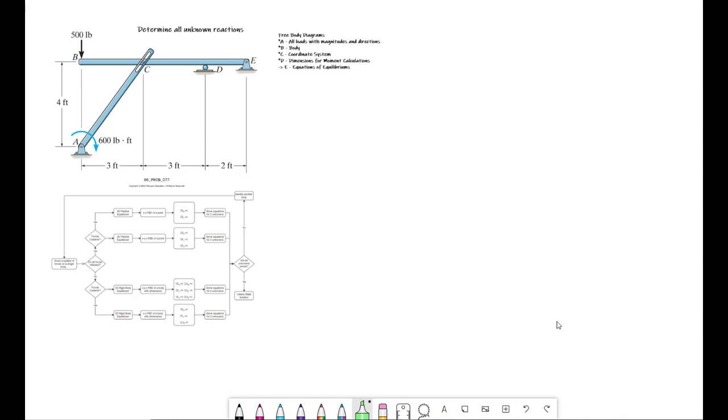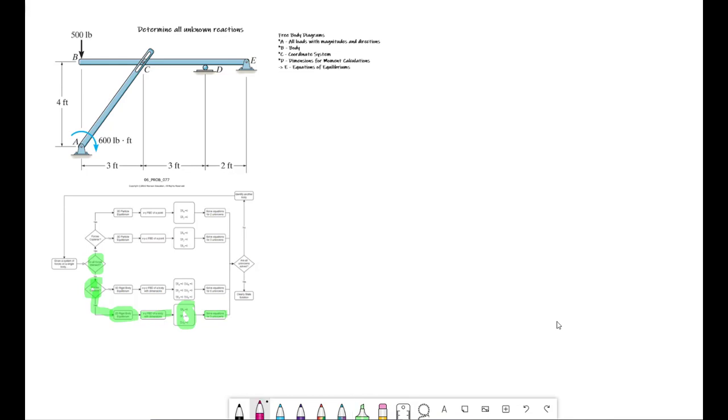This is a 2D rigid body equilibrium problem because the forces do not intersect, and it is coplanar, so we're dealing with 2D rigid body equilibrium. We'll draw the 2D free body diagram, we'll apply 3 equations of equilibrium, and move on from there.